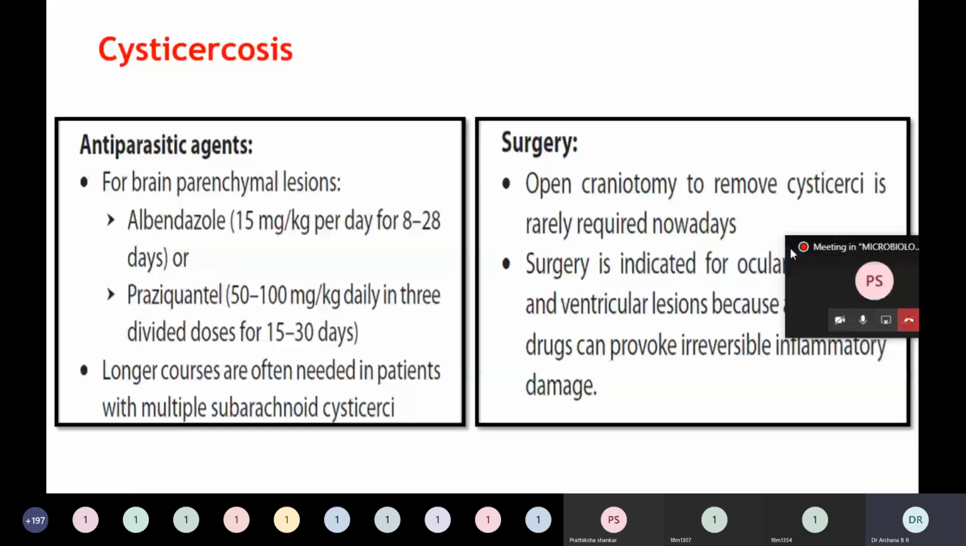For cysticercosis, for brain parenchymal lesions, albendazole 15 mg per kg per day for 8 to 28 days, or praziquantel 50 to 100 mg per kg daily in 3 divided doses for 15 to 30 days. Longer courses are often needed in patients with multiple subarachnoid cysticercosis. Surgery, open craniotomy to remove the cysticerci, is rarely required nowadays. Surgery is indicated for ocular and ventricular lesions because drugs provoke irreversible inflammatory damage.